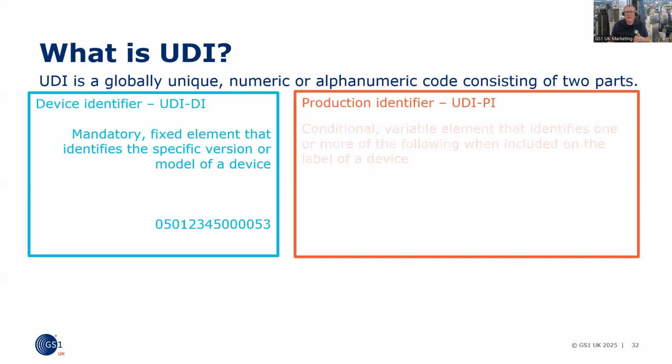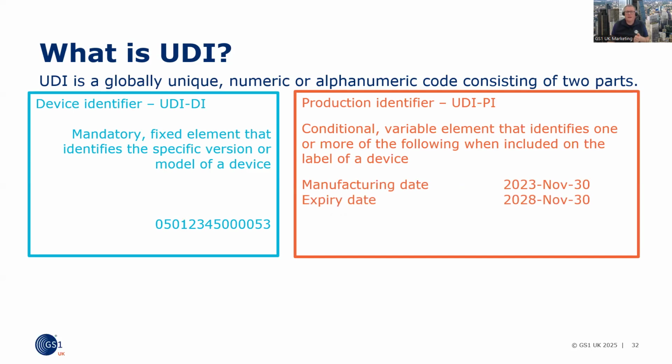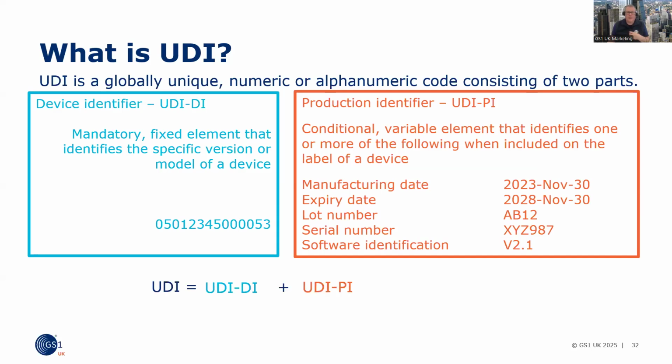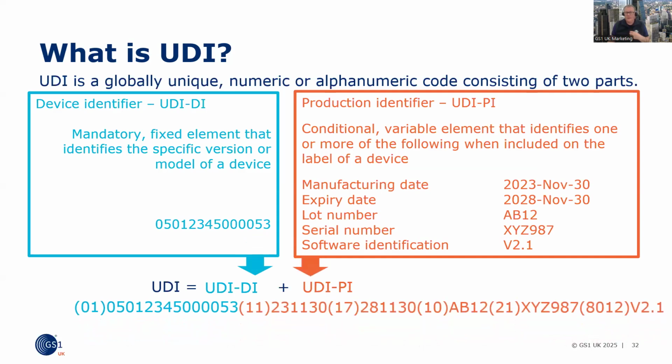And the UDI-PI is a conditional variable element, such as manufacturing date, expiry date, lot number, serial number, and for software as a medical device, it'll be the software version. So UDI equals UDI-DI plus UDI-PI, and there's a GTIN using 01 as the application identifier for the GTIN field, and then we have the rest of the information using application identifiers 11 for production date, 17 for expiry date, 10 for batch, 21 for serial, and 8012 for version.